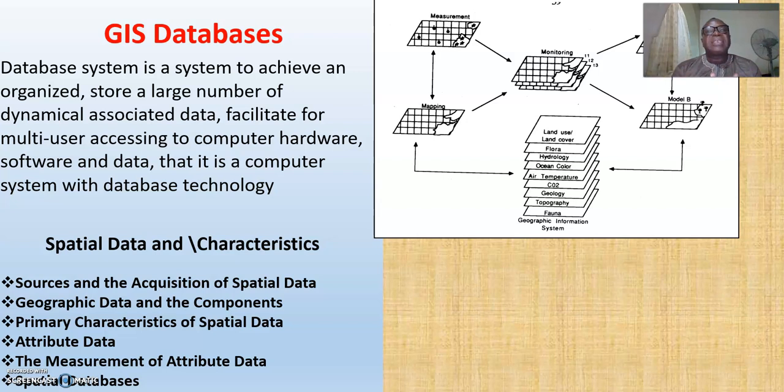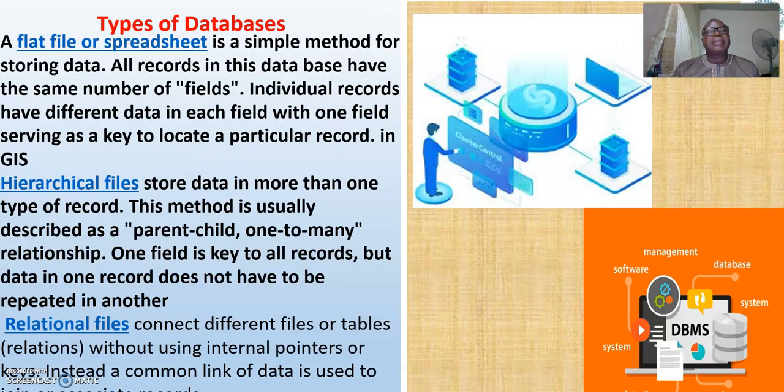So what we have in GIS is what we call a GIS database system. It's a system to achieve, organize and store a large number of dynamic associated data, facilitating multi-user access to computer hardware, software, and data. It is a computer system with database technology. What we are saying here is that a typical GIS database allows several users to have access to the GIS database, and it can be through enterprise systems.